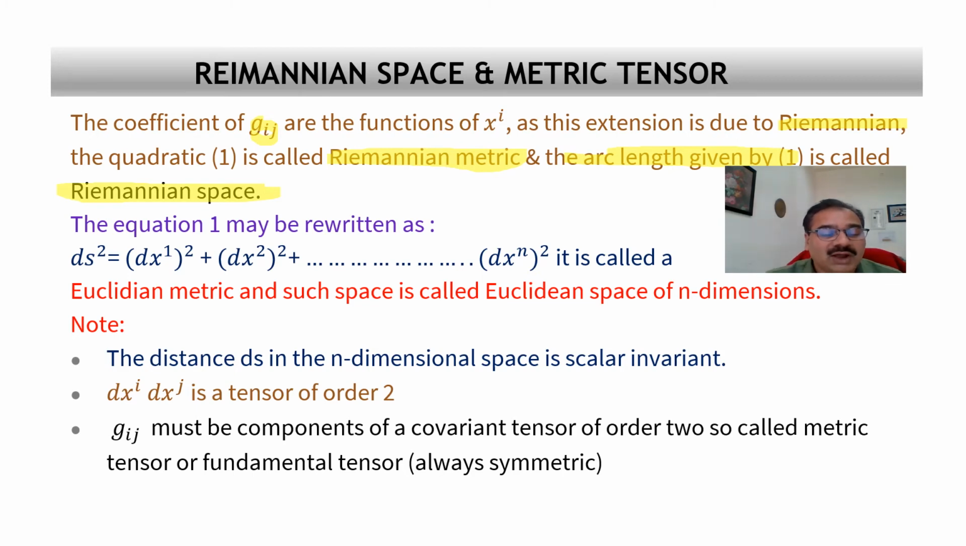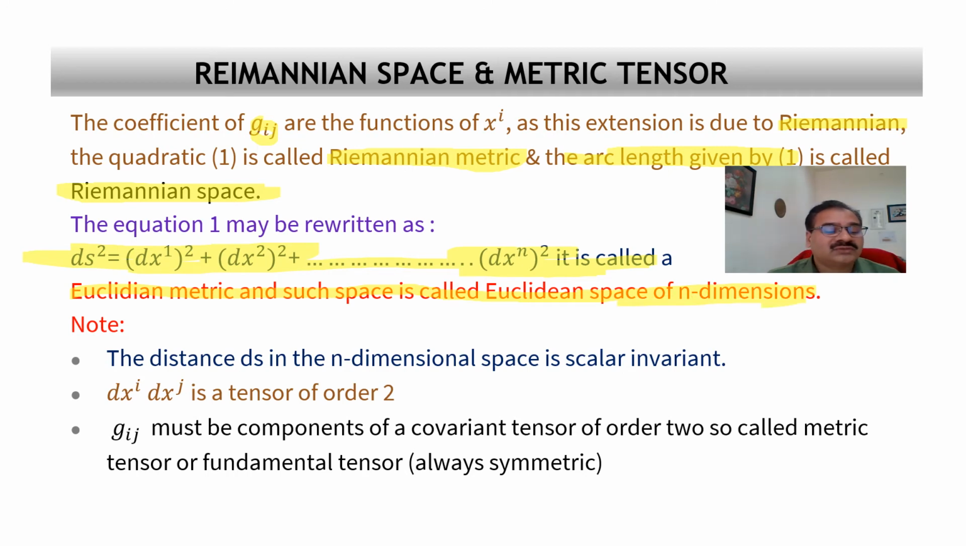The equation 1 from the previous PPT may be rewritten as ds square equal to dx1 square plus dx2 square, and so on up to dxn square. It is called a Euclidean metric, and such a space is called Euclidean space of n dimensions.